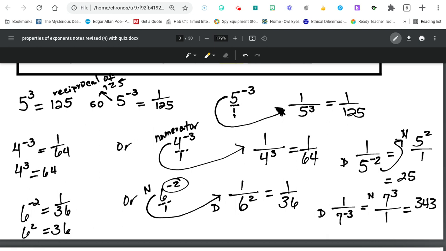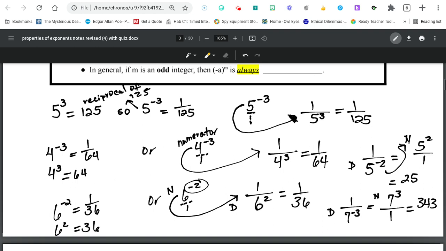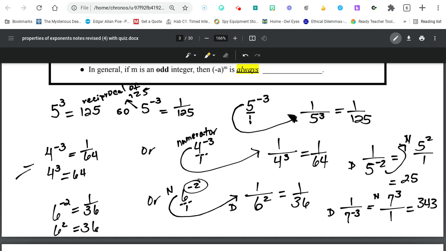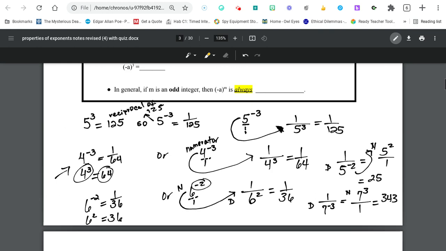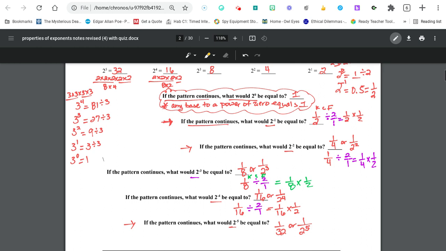So basically what I'm telling you is if you have a negative exponent, just flip the base. All you're doing is flipping the base. You can flip the base, or you can think about the positive version and use the reciprocal. Okay? So let's go back to these notes.